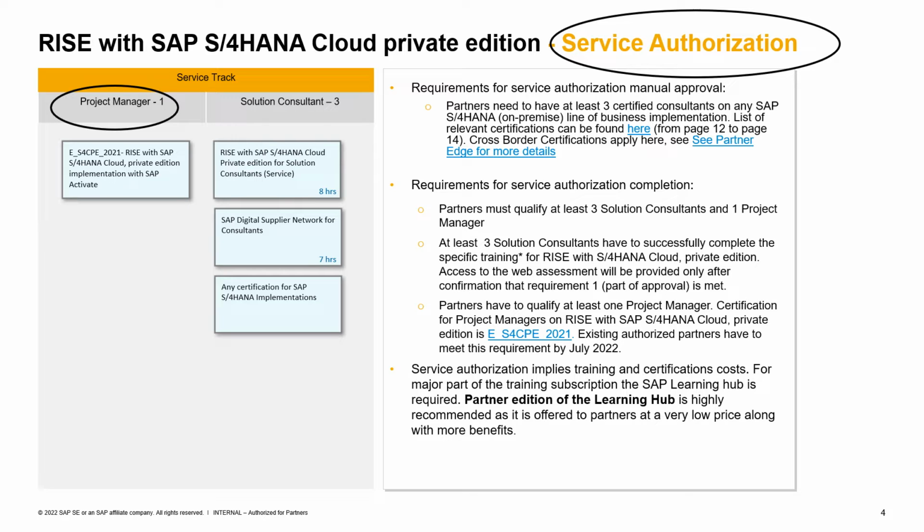Since the inception of this new service authorization, we added the role of project manager. And this was added mid-year 2021. And you can see that partners now have to qualify at least one project manager. And there's a certification requirement for project managers for Rise with SAP S4HANA Cloud Private Edition. And you can see the code and the link here. Existing authorized partners have to meet this requirement by mid-year of this year. So please make note of this for your service authorization if you have elected to get this for your organization.